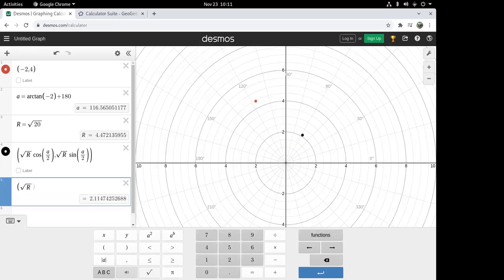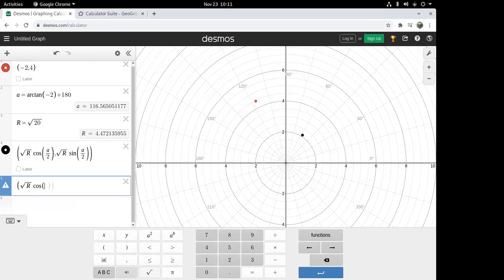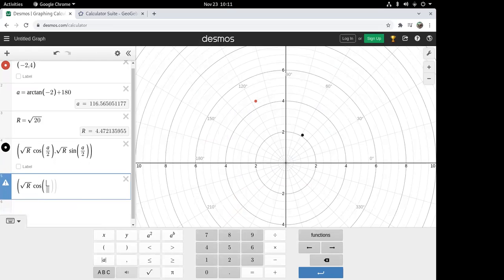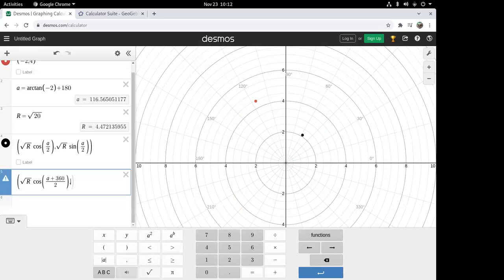So the other point is going to have the same radius, which is that square root of r, but the angle is going to be a little bit different. So the cosine here is going to get a fraction with my a for alpha plus 360, and then divide by 2. And then we do similarly for the imaginary part. It's going to be, again, that square root of r times the sine of the fraction a plus 360 over 2.